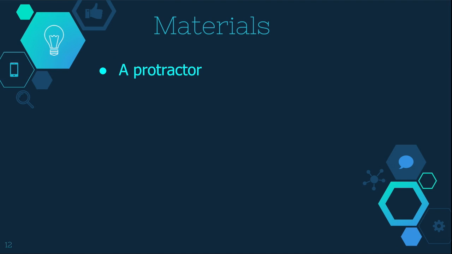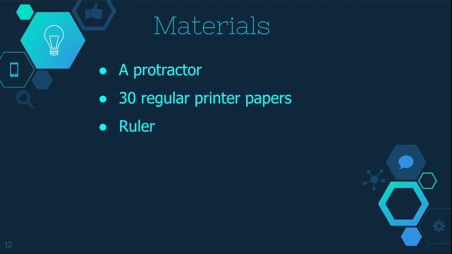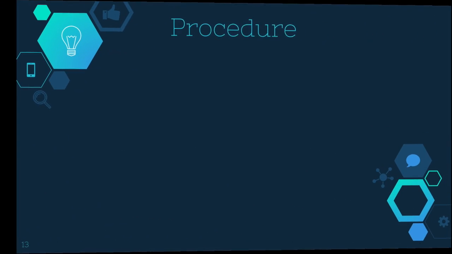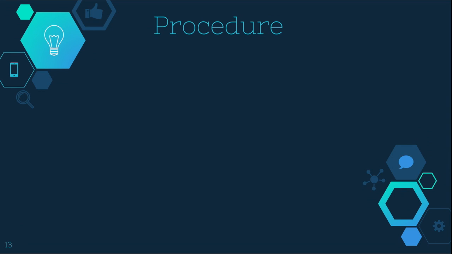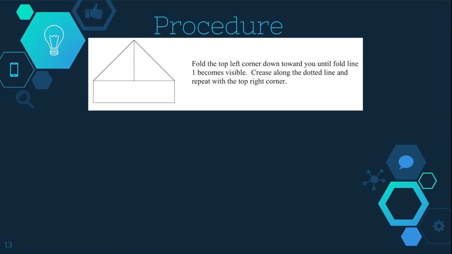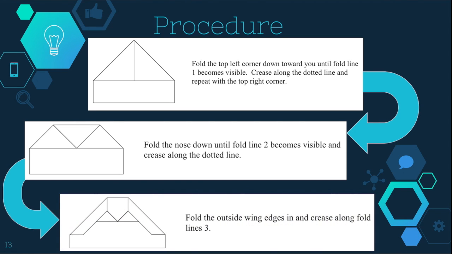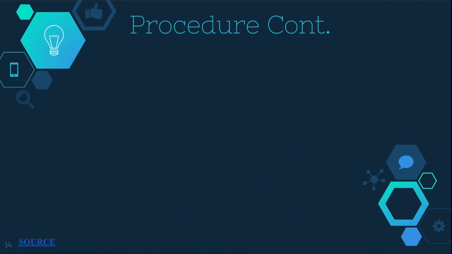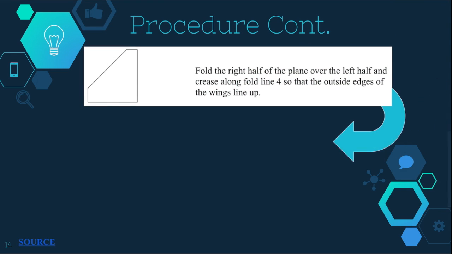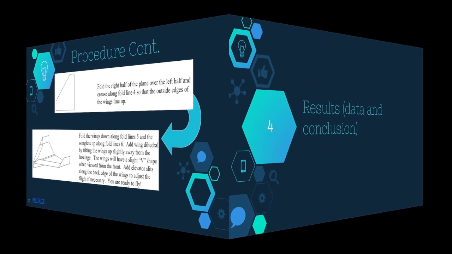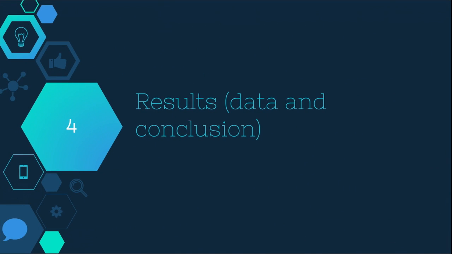To start, let's talk about materials. The first things we need are a protractor, 30 regular printing papers, a ruler, data table, pencil, and measuring tape. The procedure we took included the steps to making our paper airplane, as seen in the diagrams below. Then we conducted our experiment, and here were the results.